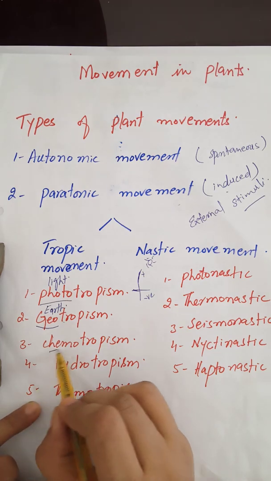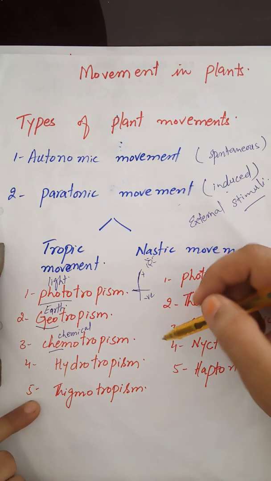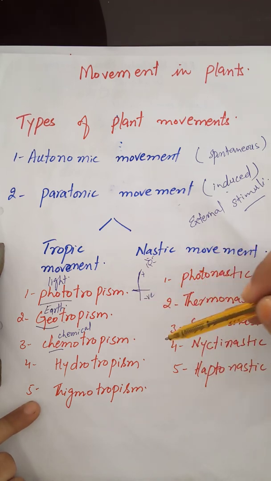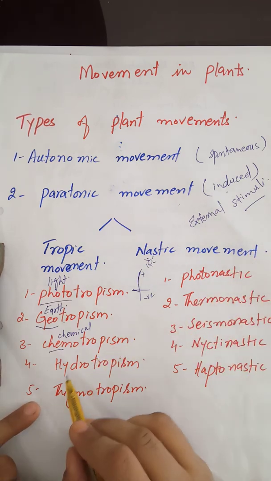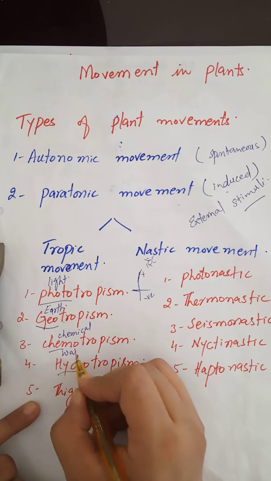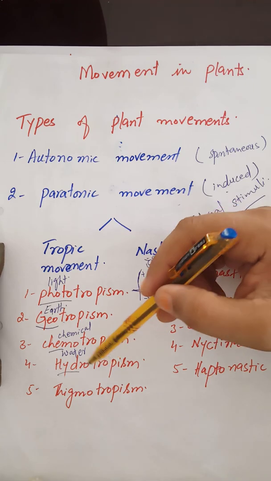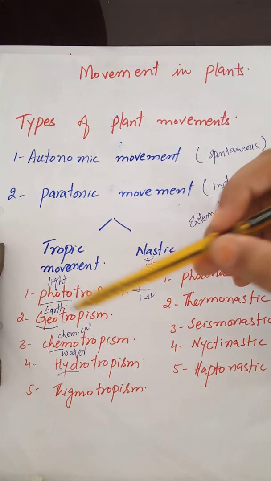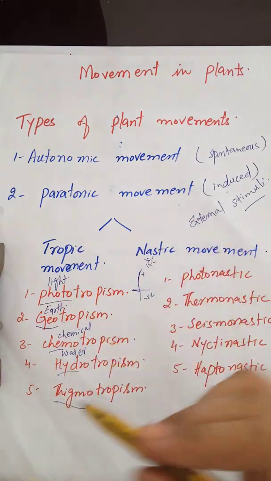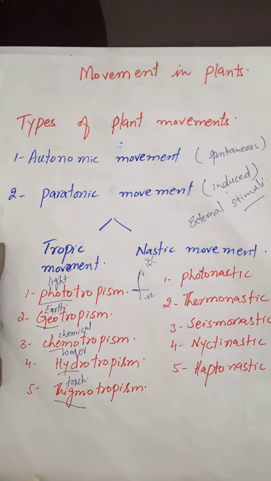Chemotropism. Chemo stands for the chemicals. What is chemotropism? The response of plant to the chemicals is known as chemotropism. These chemicals may be water, food, minerals or any other. Hydrotropism. Hydro means water. Response of the plant towards the water or away from water is known as hydrotropism. Roots show positive hydrotropism while the shoots show negative hydrotropism. And thigmo stands for touch. Response of plant to touch is known as thigmotropism.